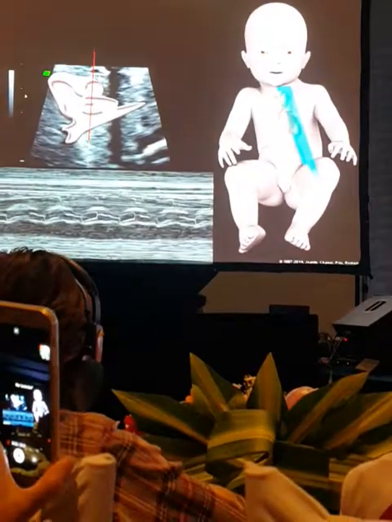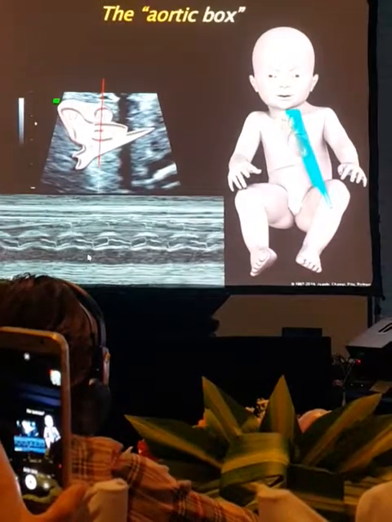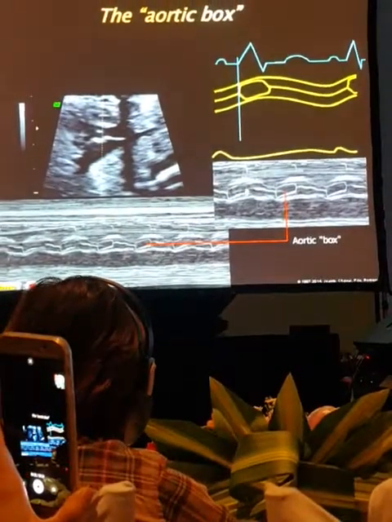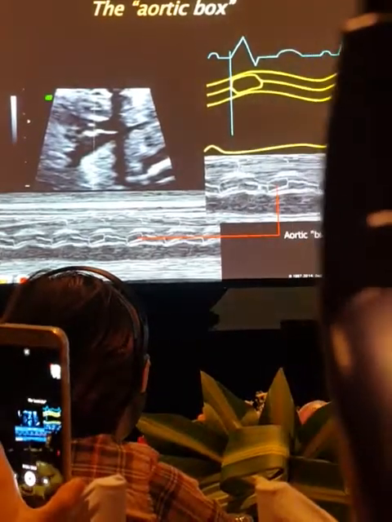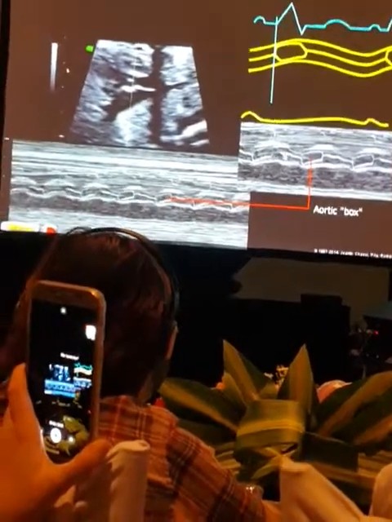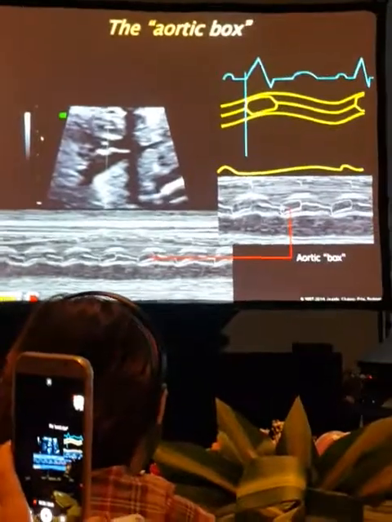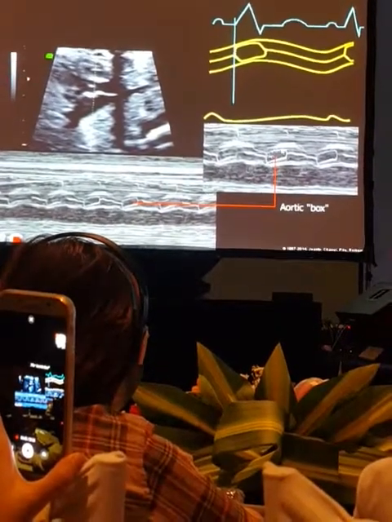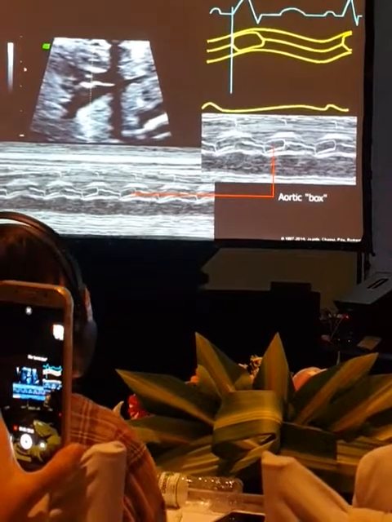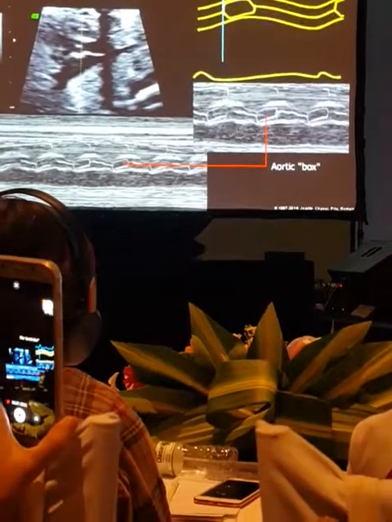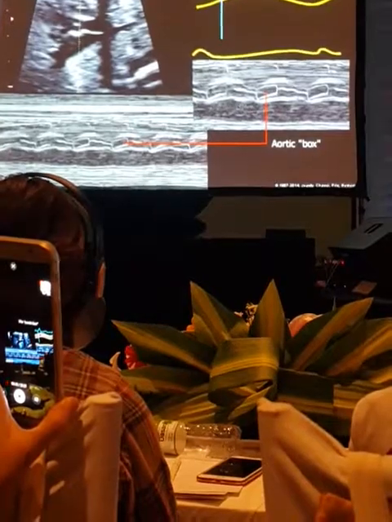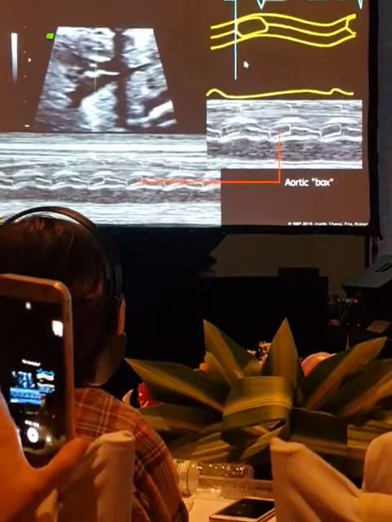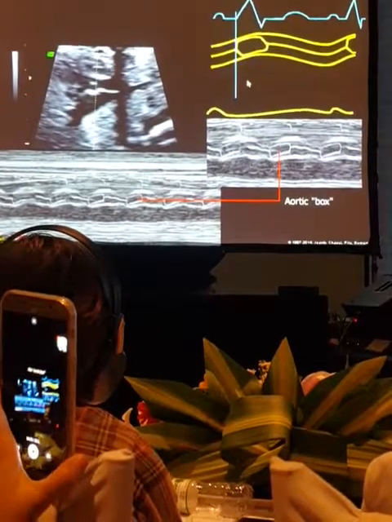Now, when you do an M mode at this level, you can get an interesting image called the aortic box. So if you magnify here, you have the cusps of the aorta that are closed in diastole, and then very abruptly they open up here during the onset of systole. They stay open on the side of the vessel, and then they close here. So this here is called the aortic box. It's also a measure of the ejection time out of the heart. And we'll talk about that when we talk about the PR interval.